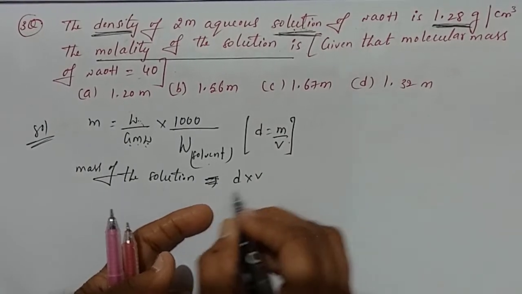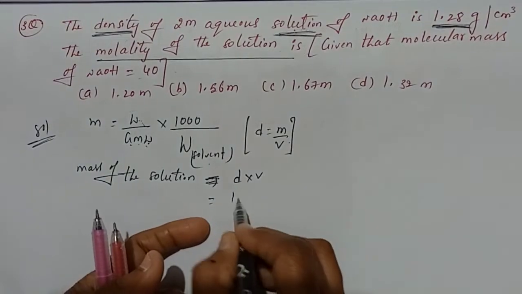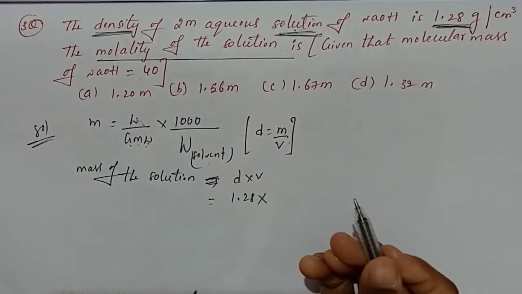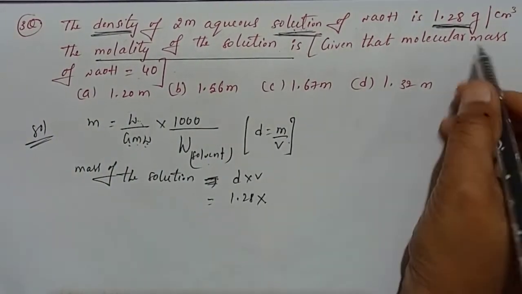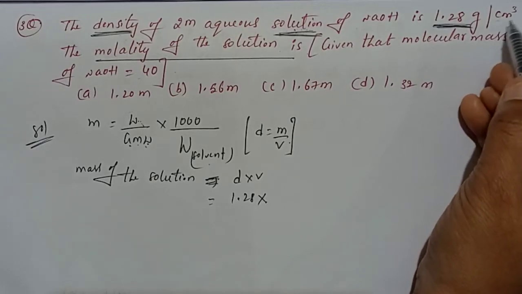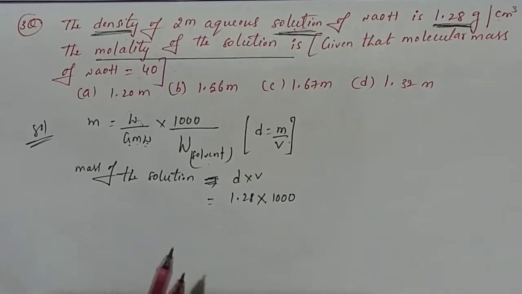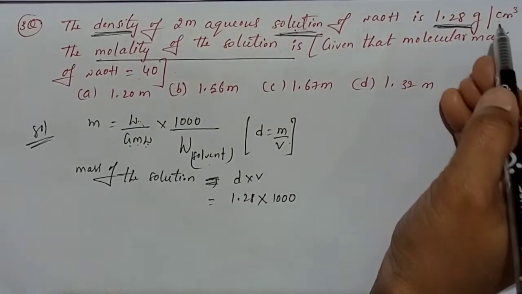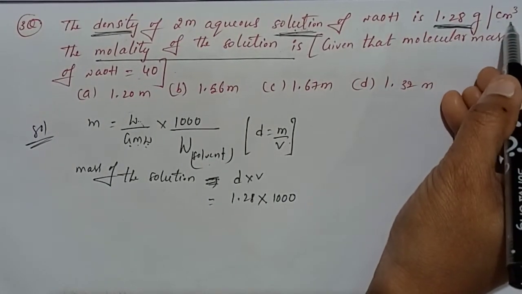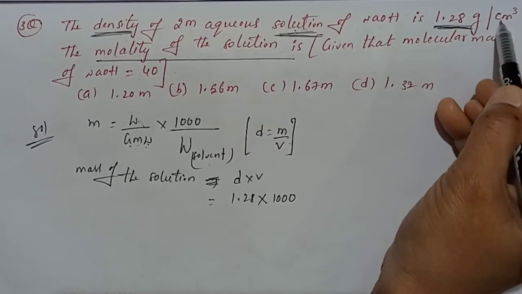So density is how much, students? Density how much given? 1.28 given. Volume is how much, students? Here centimeter cube given. That means 1000. Okay, now so here 1000 we have to multiply by volume. Understanding, students? Here 1.28 grams per centimeter cube given. So that is volume of the solution.